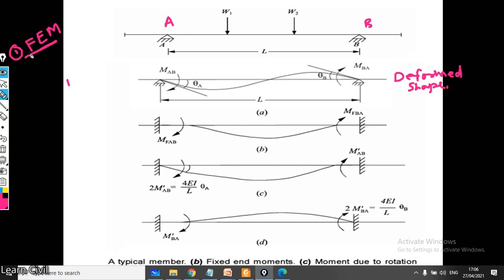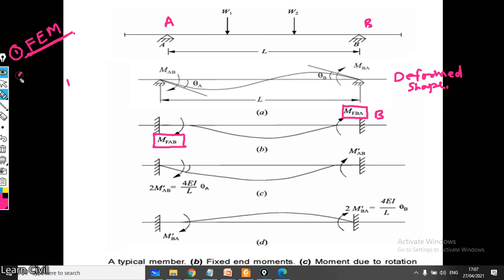So the first reason for development of bending moment is the fixed end moment. Let us consider the bending moment developed due to fixed end moment at end A is MFAB, and the fixed end moment developed at end B is MFBA. So these are the fixed end moments developed due to external loading W1 and W2: MFAB at A, and MFBA at B.